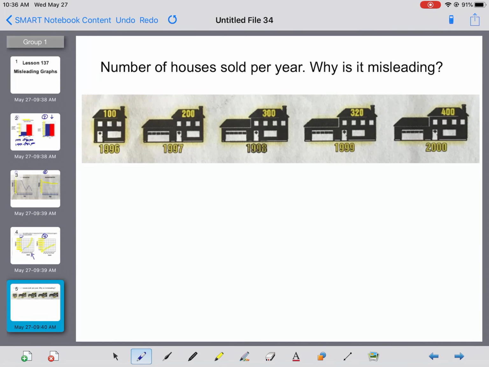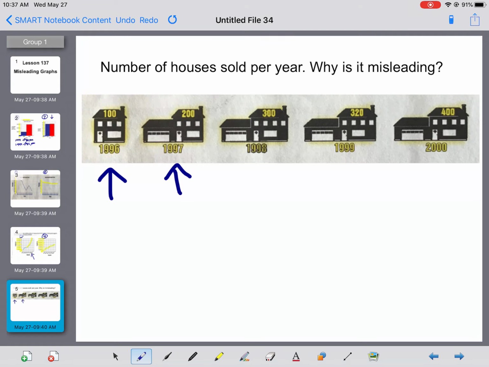And even in illustrations that are not exactly graphs, but have graph-like qualities showing you something, there can be misleading parts. So if you look here, this is an illustration showing the number of houses sold per year, and it's a very, very misleading illustration. Because if we look here, in 1996, 100 houses were sold. If we look over here, in 1997, 200 houses were sold.